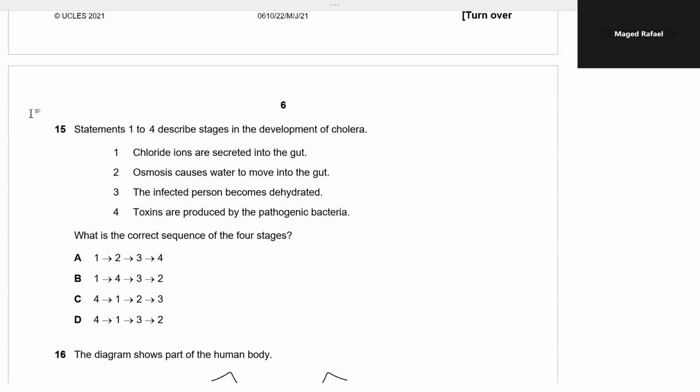For question 15, statements from 1 to 4 describe stages in the development of cholera. And this is one of the most important questions. You will definitely find a question about cholera in the exam. He wants you to write the correct sequence, and the answer is C. It starts from the secretion of toxins, then chloride ions are secreted into the gut, then osmosis causes water to move, and finally the infected person becomes dehydrated.